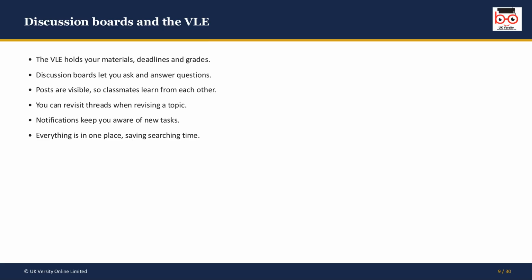The VLE and its discussion boards are worth using fully. The VLE holds your materials, deadlines, and grades in one place, and the discussion boards let you ask and answer questions in the open. Because posts are visible, classmates learn from one another, and you can revisit a thread when you're revising a topic later. Notifications keep you aware of new tasks, and having everything in one place saves a lot of searching.